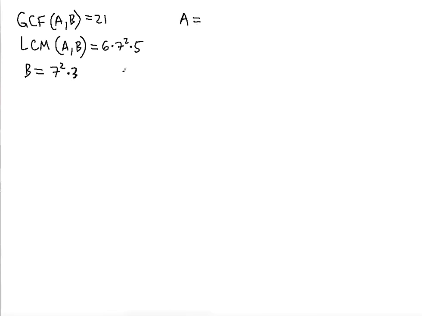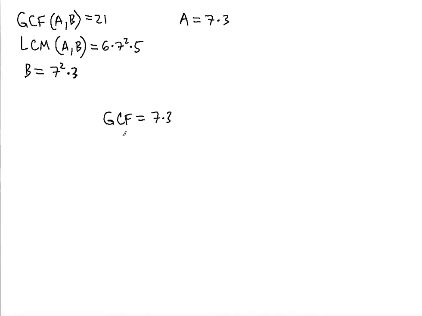Okay? So first realize that the GCF can be broken down into prime factors as 7 times 3. So we know immediately that since the GCF is the greatest common factor of A and B, it means that you will have the greatest number of prime factors common to both A and B. We see that the 7 is there, we see that the 3 is there, so A must have at least 7 and 3.